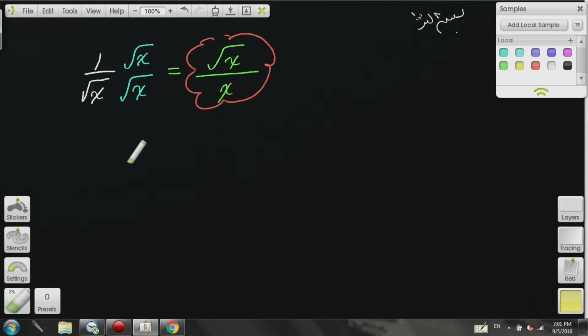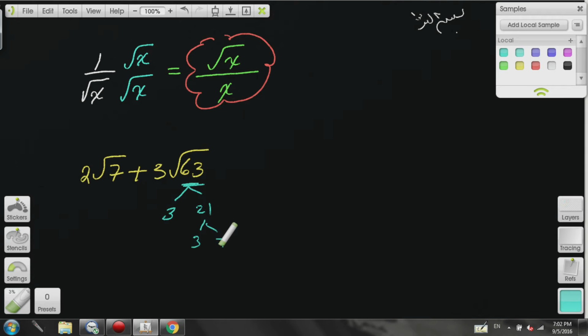Let's do another one. How about this one? 2 square root of 7 plus 3 times square root of 63. Well, I can't add them, not yet at least. Can't simplify that. Maybe I can simplify the 63. Well, 63 is 3 times 21. But 21 is 3 times 7.